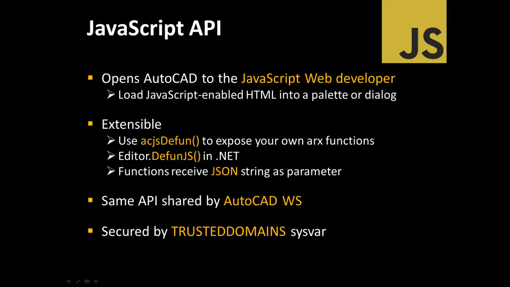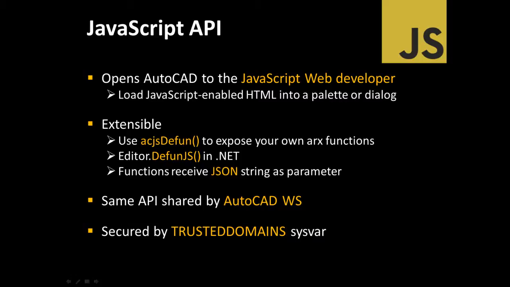So the most exciting feature of this AutoCAD 2014 API is the introduction of a brand new JavaScript API. This will open AutoCAD to the JavaScript web developers. And basically the idea is to allow AutoCAD to load a JavaScript-enabled HTML page inside a palette or a dialog.